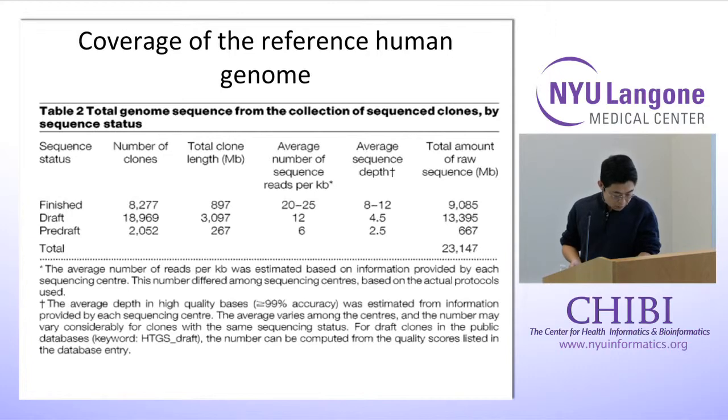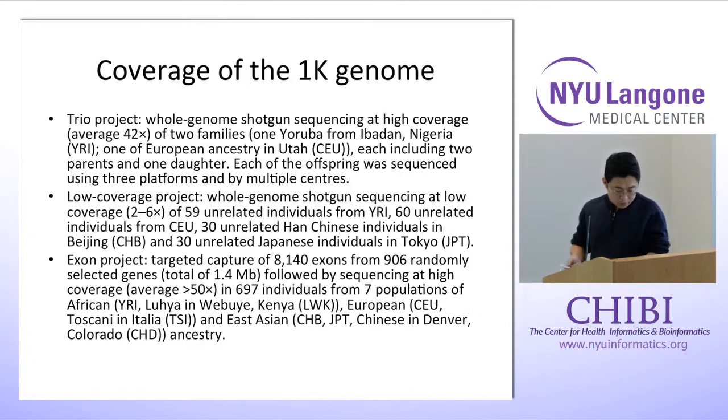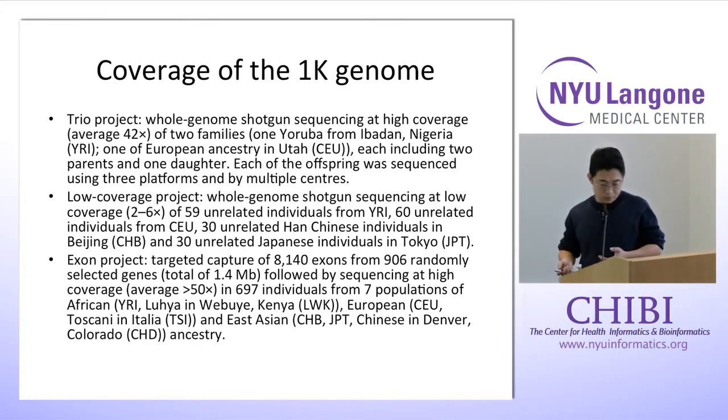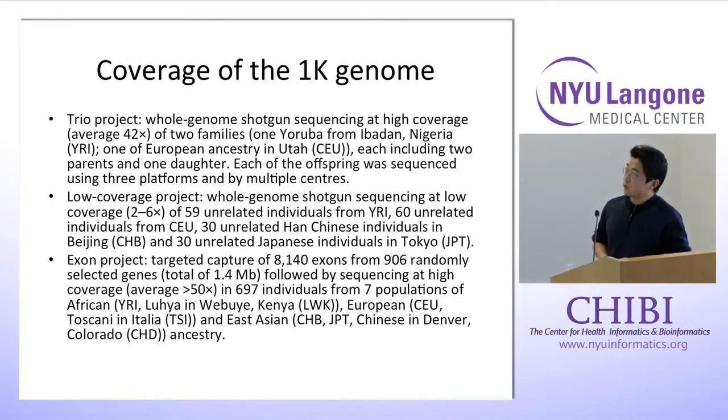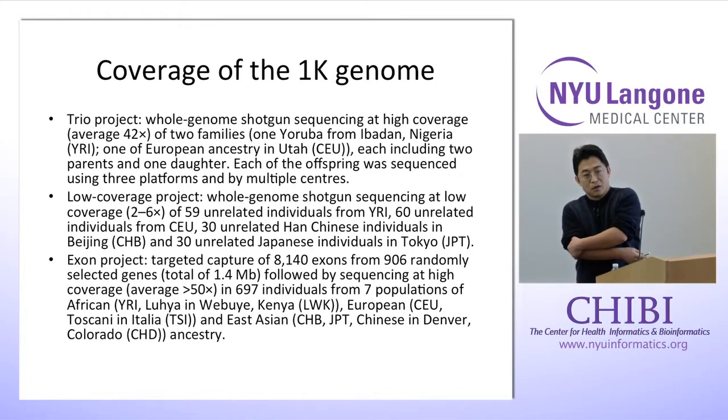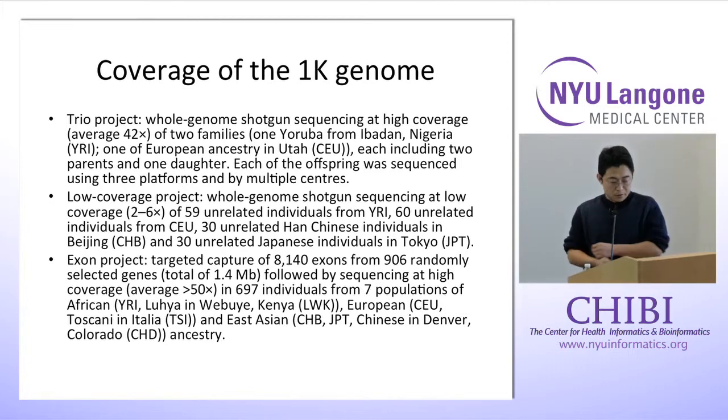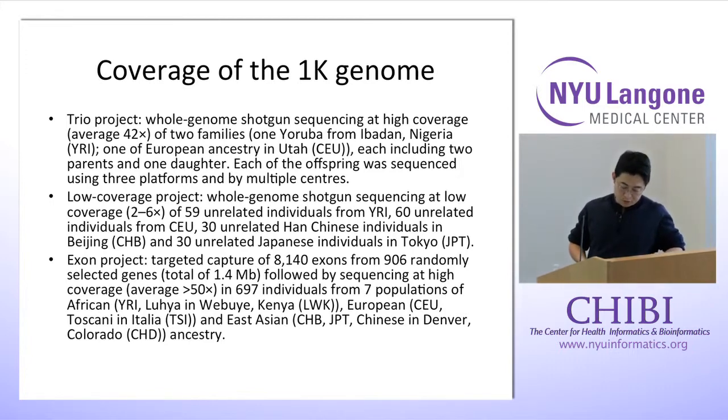So after the reference genome was done, there was the 1,000 genome project. When we do variant calling and variant studies, we refer a lot to the 1,000 genome data. When we do annotation, we filter mutations that we see in the 1,000 genome, and we utilize a lot of the 1,000 genome results. There are 3 layers of data.